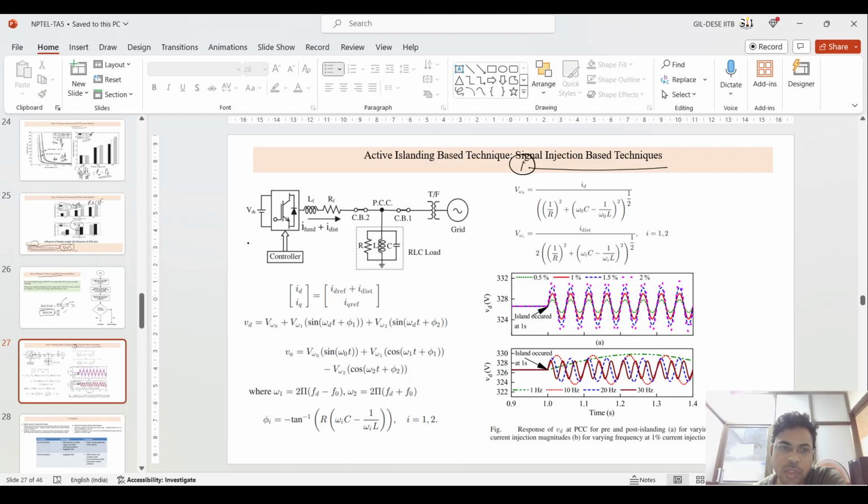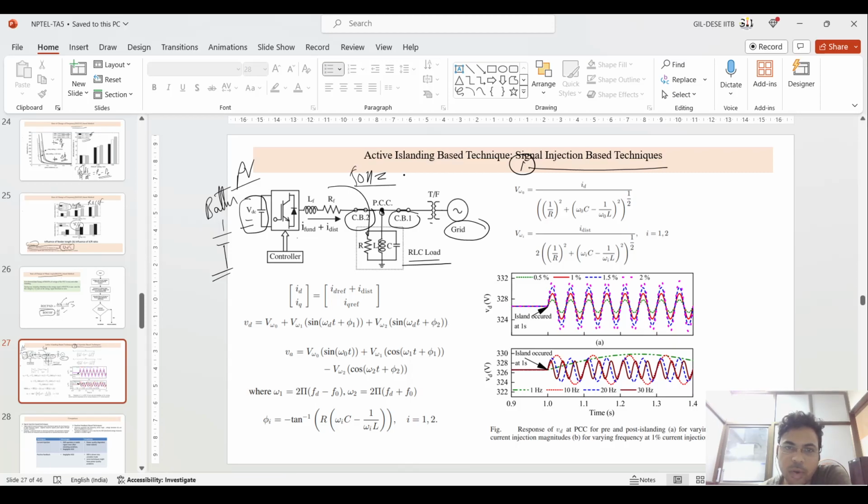Okay. Coming to this active islanding based technique, signal injection based technique, this is the first technique. If you see, this is the DC voltage, it can be a PV based source, battery based source, connected to one capacitor, that is VDC. It is connected to the inverter, and then to this circuit breaker CB2, then the point of common coupling, then CB1, then to the transformer, then to the grid. Okay, and in between, at the point of common coupling, you have an RLC load.